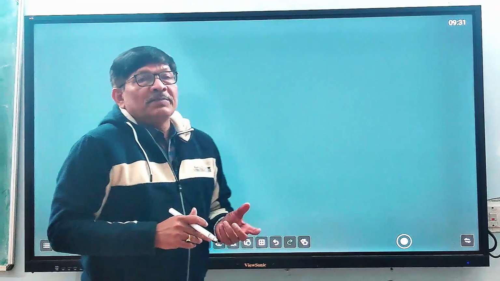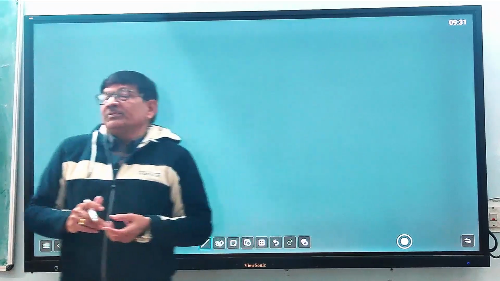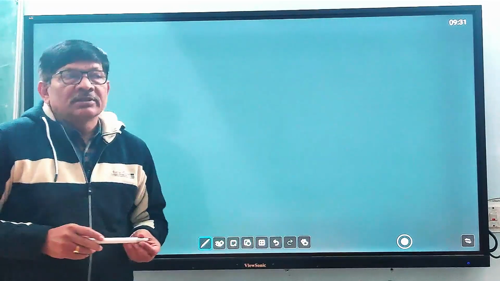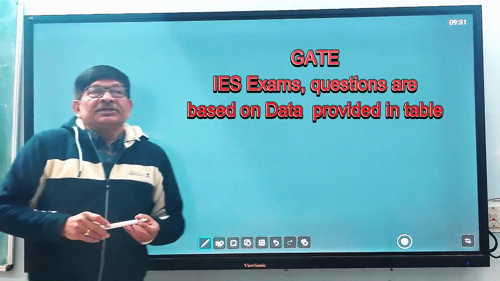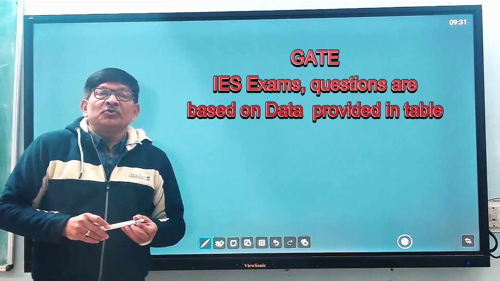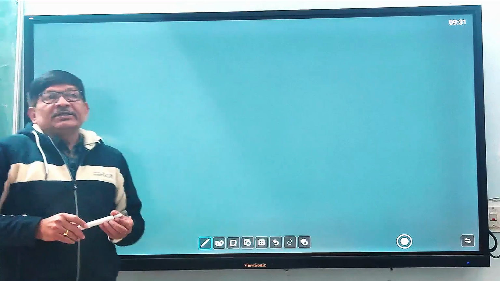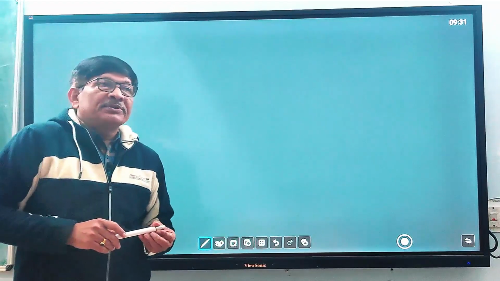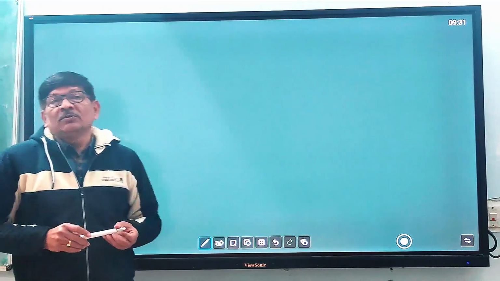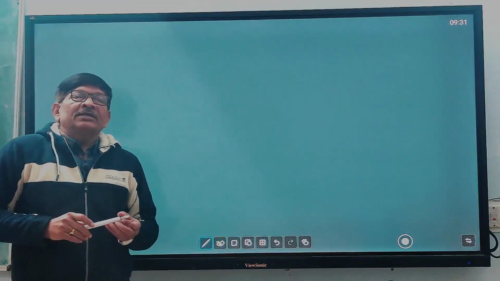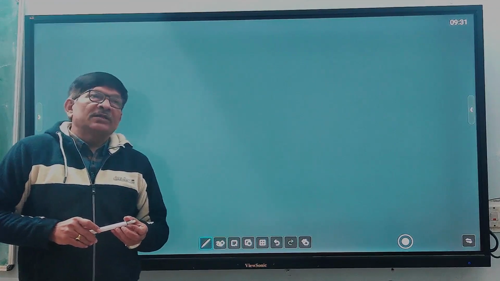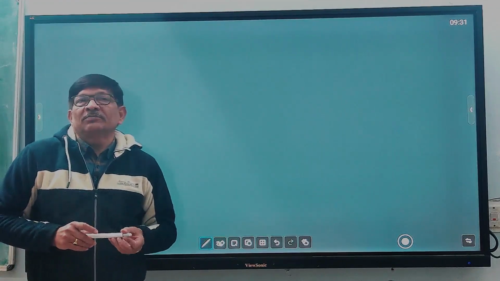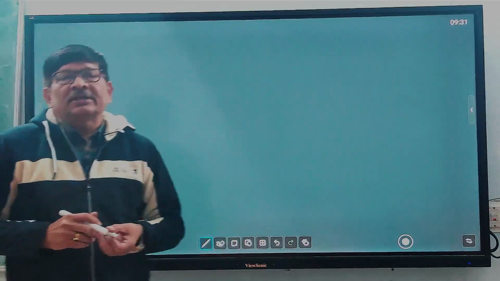refrigeration cycle. But in competitive examinations, whether it is the GATE examination or the Indian Engineering Service examination or the Indian Administrative Service examination, if you opt for mechanical engineering as your optional subject, then it is almost certain that one question you will always get, for 20 marks or 40 marks, is to solve a problem of the vapor compression refrigeration cycle.